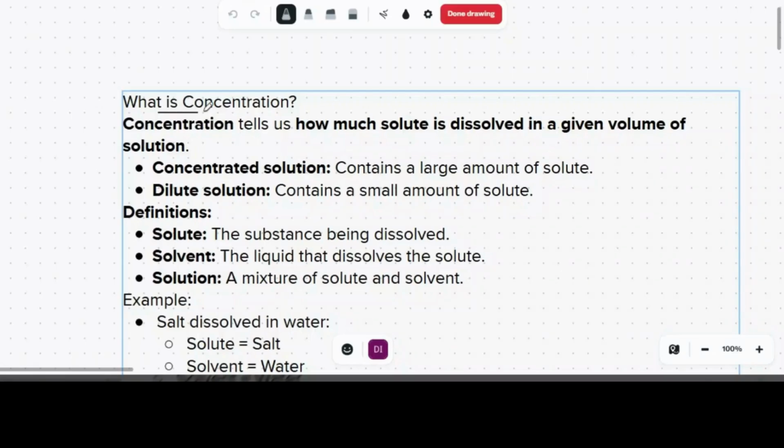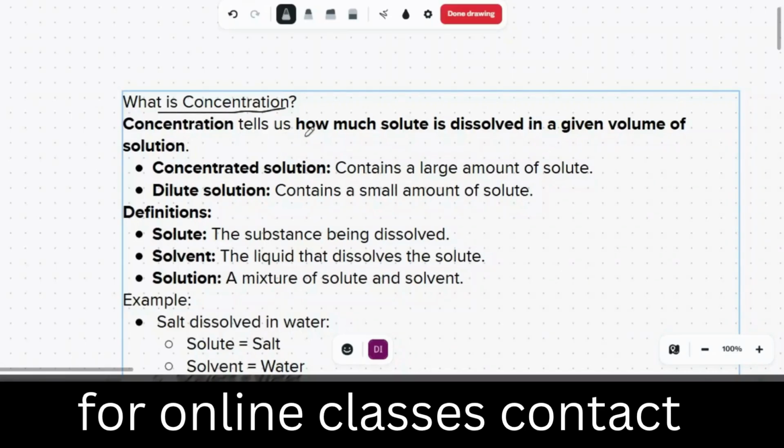We are going to talk about concentration. Concentration tells us how much solute is dissolved in a given volume of solution. A concentrated solution contains a large amount of solute. A dilute solution contains a small amount of solute.